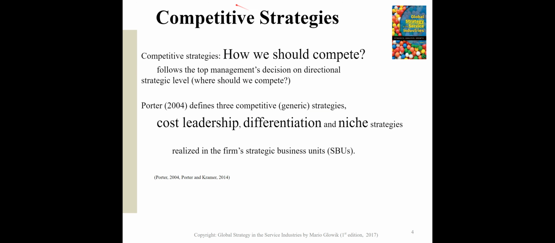So let's start talking about the competitive strategies. Here the basic question is how we should compete. That question follows the top management decision on directional strategic level where we should compete. Porter defines 3 competitive generic strategies: cost leadership, differentiation, and niche strategies, realized in the firm's strategic business unit, SBU.